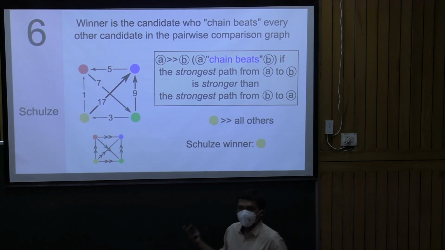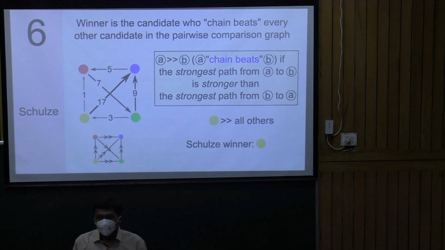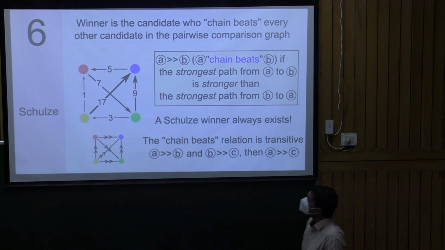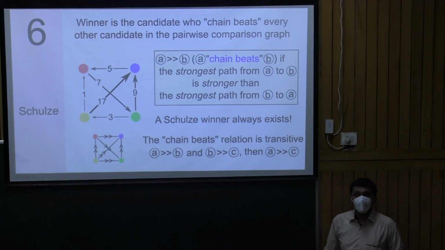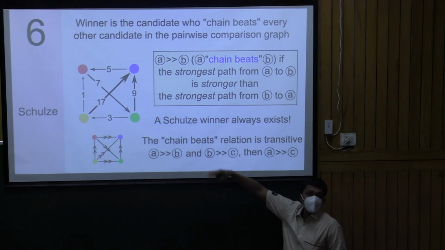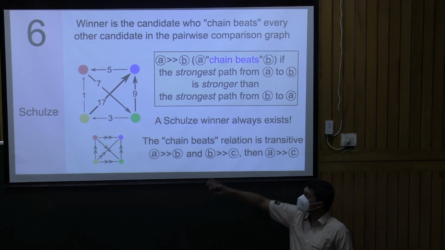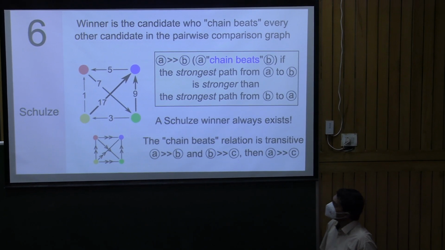So here it just magically turned out that there was a candidate that chain beat everybody, right? However, it turns out that there will always exist such a candidate, no matter what input you give me. So a Schulze winner, a candidate that chain beats everyone else, always happens to exist. This is not a trivial statement. It requires a proof.